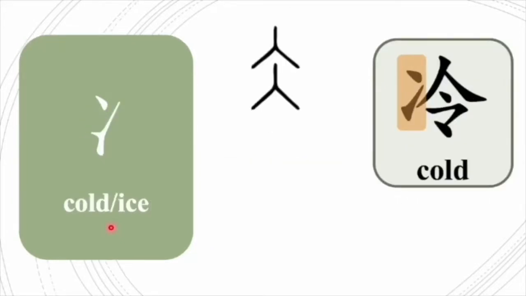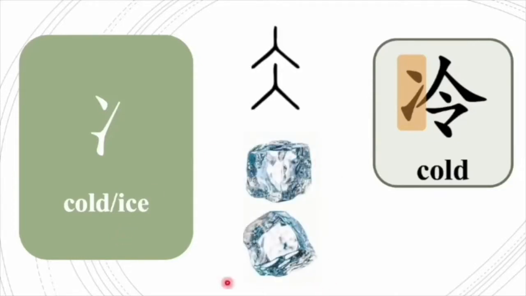Okay, next one. This one looks really similar to the last one, right? Can you tell the difference between them? I think your smart brain has already figured it out. That's right. This radical only has two strokes, and the last one had three. This radical's original shape looks like two ice cubes. So this one means ice or cold.